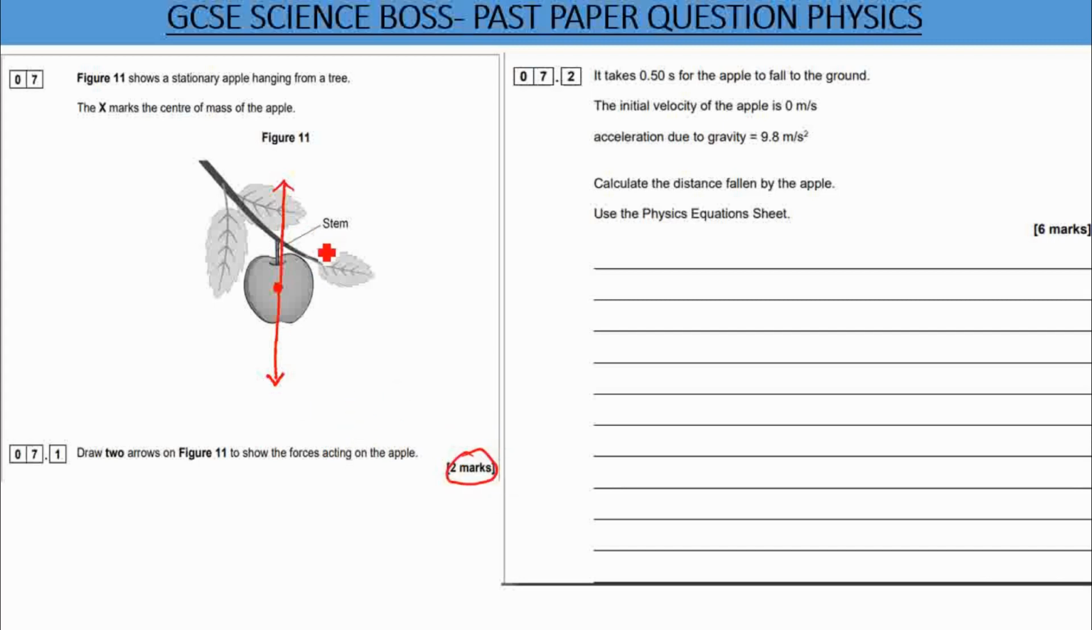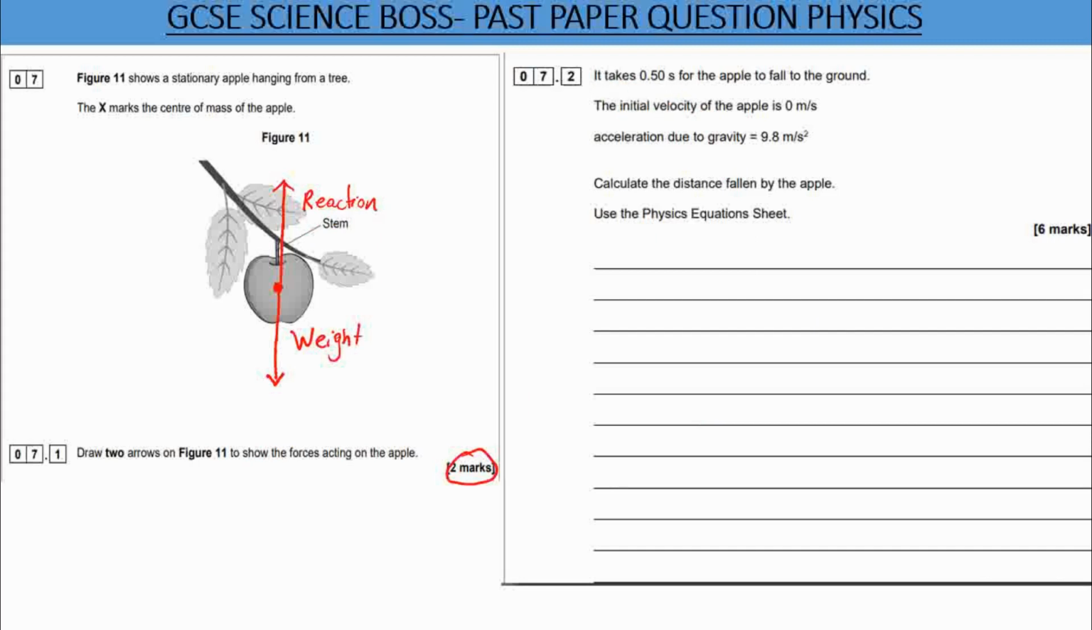As a challenge, what do you think the name of these 2 forces are? The one that's acting downward, that one is the weight. Okay, or if you say gravity, that's also given. The one that is acting upward, that is a reaction force. Okay, well done if you got that.